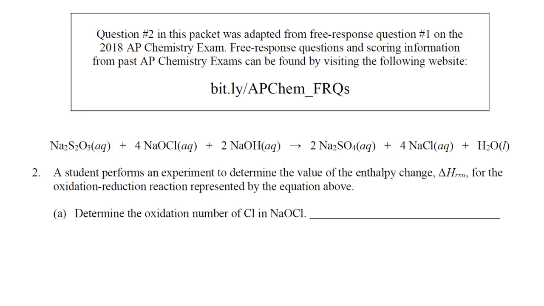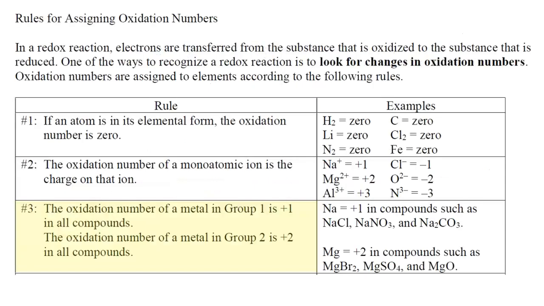Determine the oxidation number of chlorine in the chemical formula NaOCl, which is known as sodium hypochlorite. Now, the information that you need to answer Part A was actually presented to you back in one of my earlier videos for Unit 4, for topics 4.7 and topic 4.9, in which I presented the rules for assigning oxidation numbers to elements in various chemical formulas.